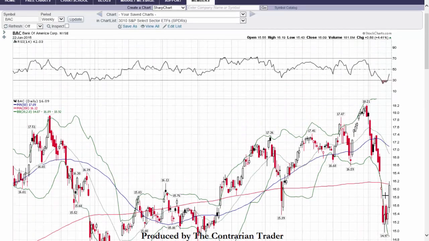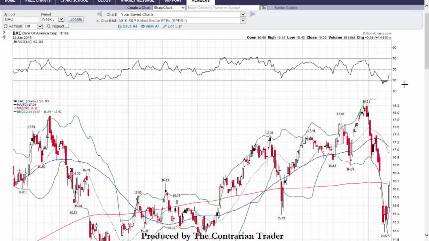Bank of America rallied today into the 200-day moving average. Why? It's because yields rallied. And rising yields are good for the banks. So we may be looking to get into Bank of America. I'd like to see a pullback and hopefully a higher low. And we'll get back involved.